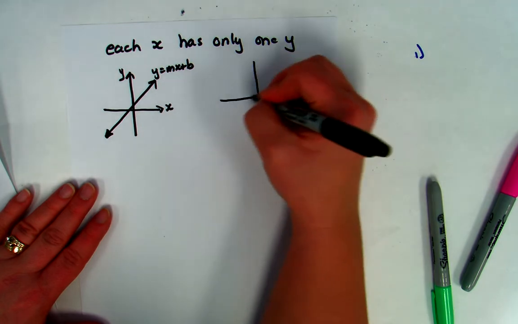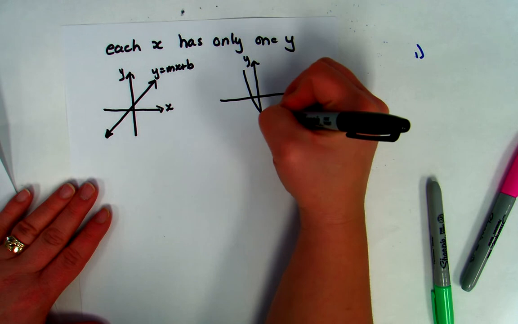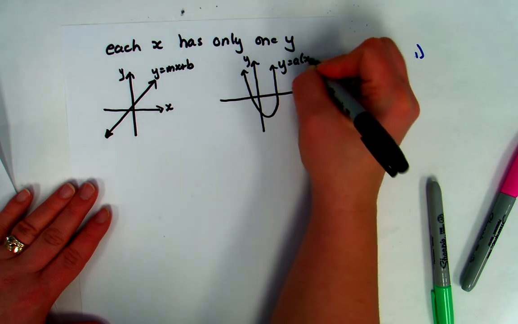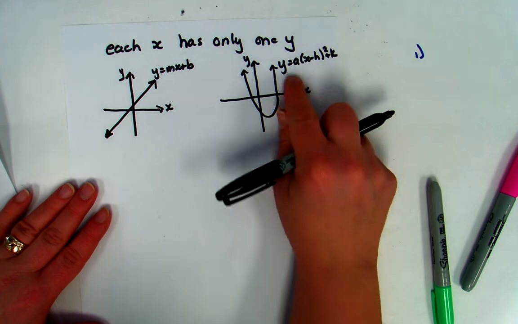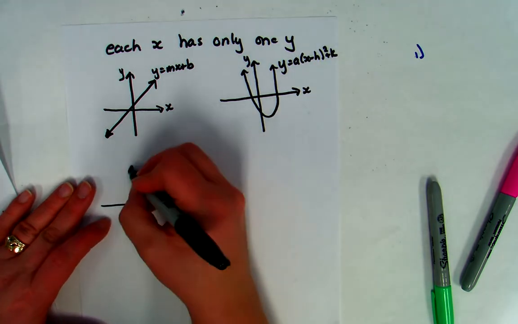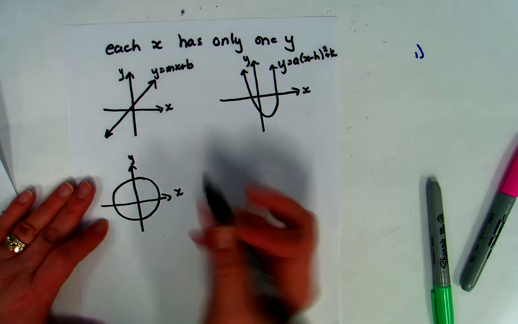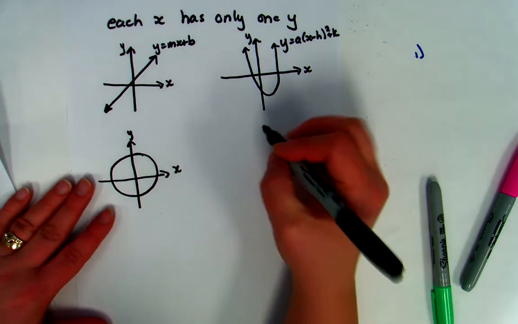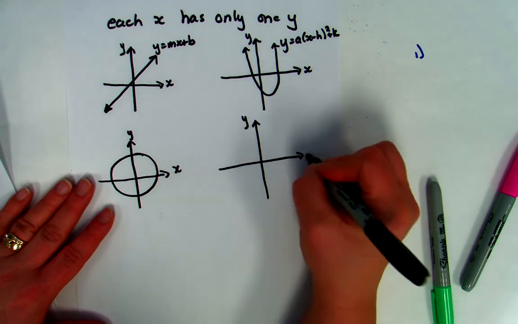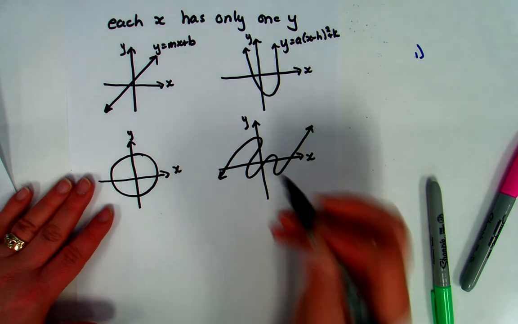I'm going to look at another one. I'm going to do a parabola. So this is some graph of a times (x minus h) squared plus k. I'm going to look at a couple other graphs. So this graph is a circle. We haven't talked about the equation for that yet. Doesn't matter. We have the picture. And then I'm just going to do another graph that's a curvy S shape.